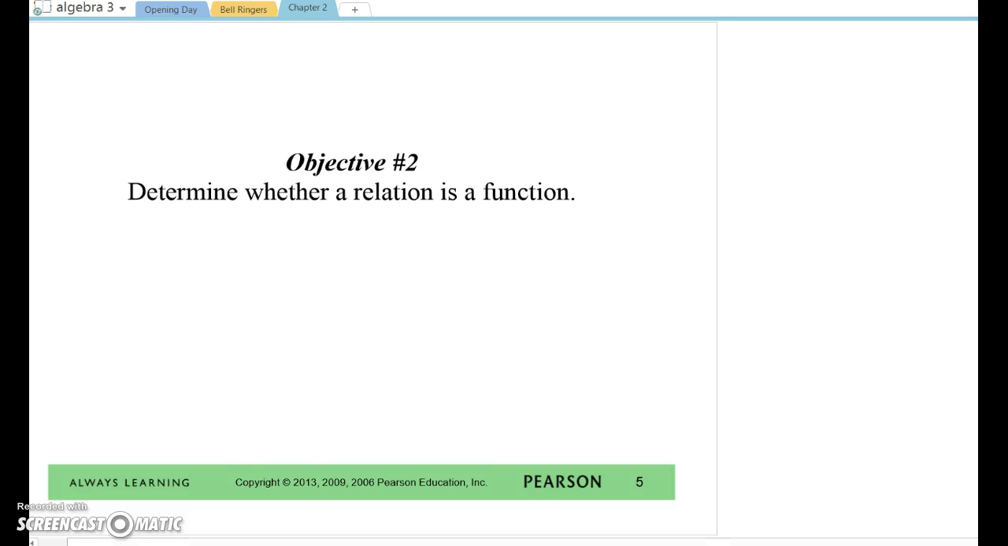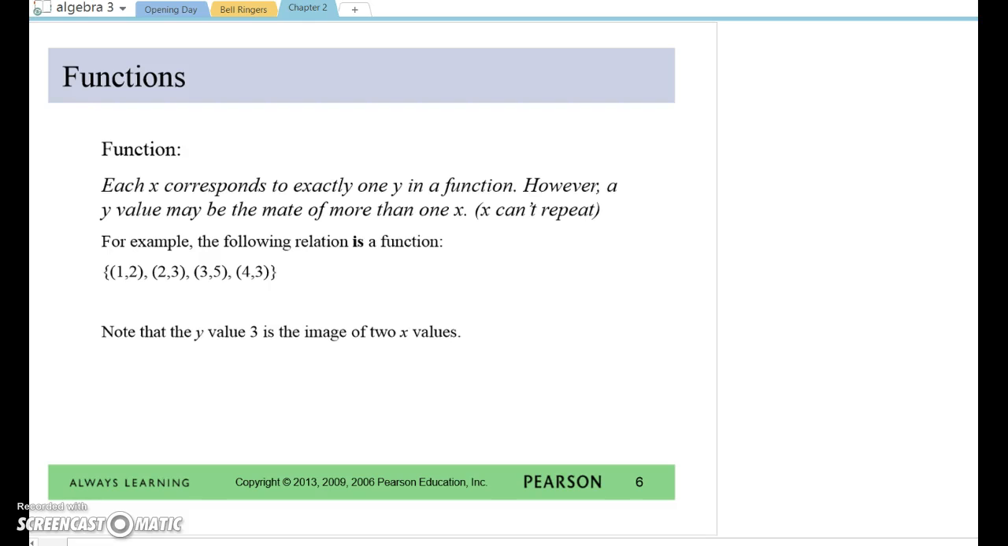All right, so to determine if a relation is a function, and we did talk about this very briefly when we were doing our bingo game the other day. In a function, each x corresponds to exactly one y. However, a y value may mate with more than one x. So what I like to say is x cannot repeat. That is a very general idea. This is the fancy way. And if you understand this concept right here, you will understand if it's a function or not.